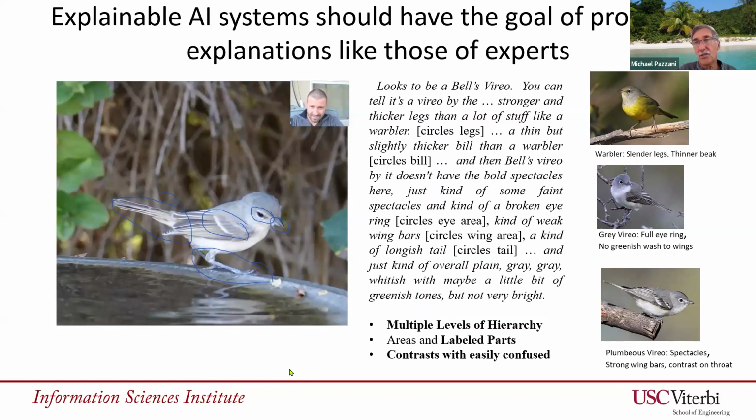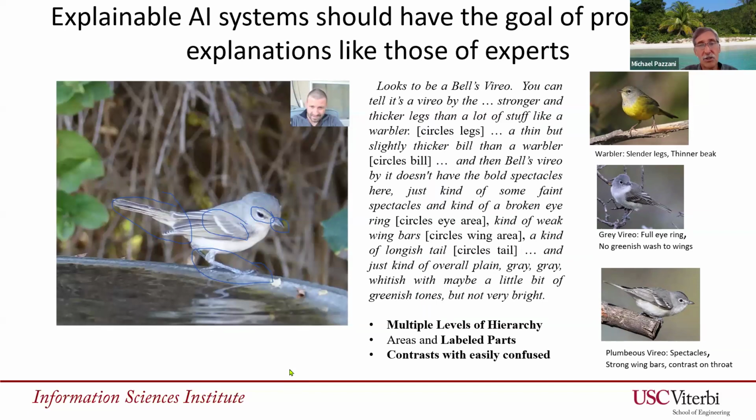Okay, so I'm going to move on a little bit, but what he's basically done is, first of all, he talks about multiple levels in the hierarchy. First, he identifies it's a vireo, and then he identifies it's a Bell's vireo. So that's maybe one of the things you want an explainable AI system to do, not just jump to the correct conclusion, but look at the hierarchy.